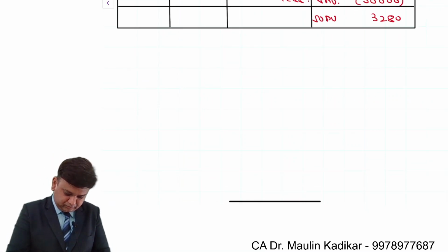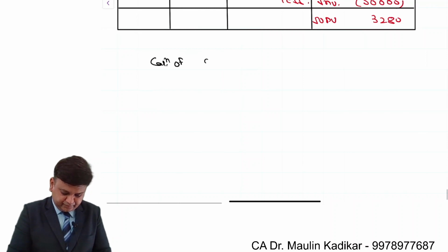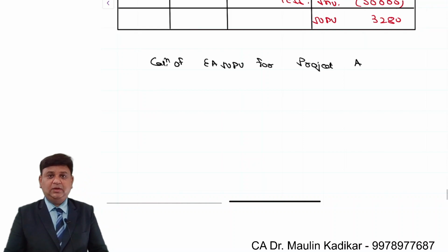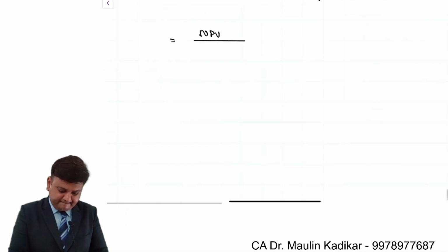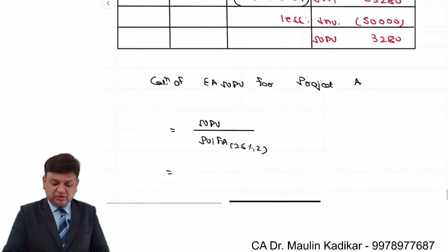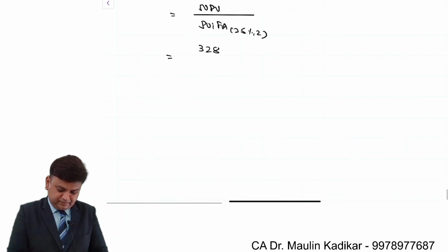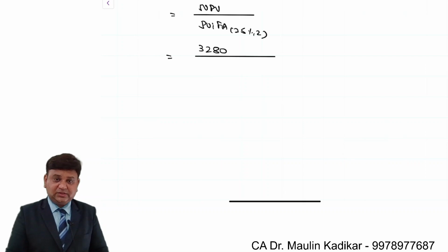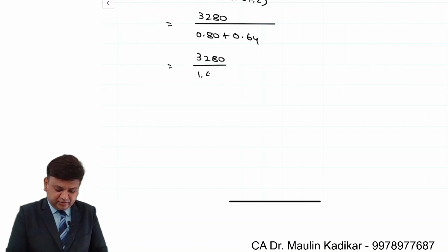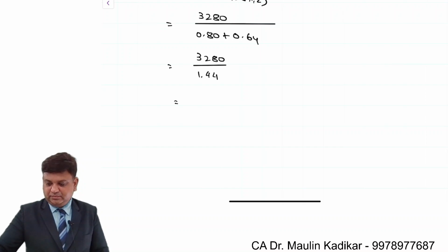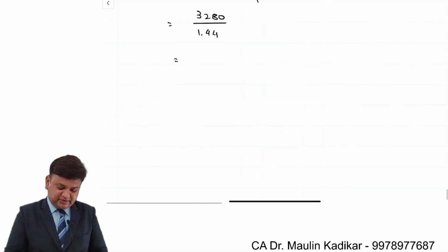Next, calculation of equalized annual NPV for project A. Equalized annual NPV will be found as NPV upon PVIFA at the rate of 25% for 2 years. In year 0, NPV is 3280 divided by PVIFA 25% for 2 years, that is 0.80 plus 0.64, 3280 divided by 1.44. So the answer comes to 2277.78.